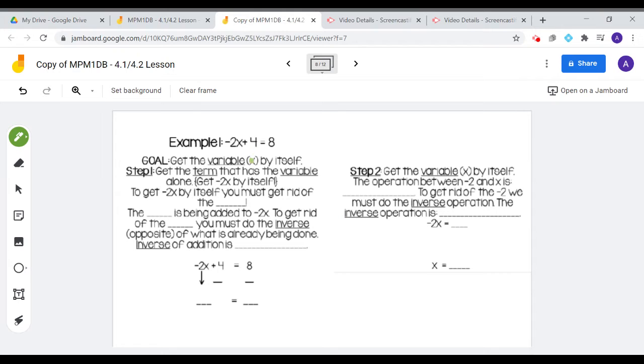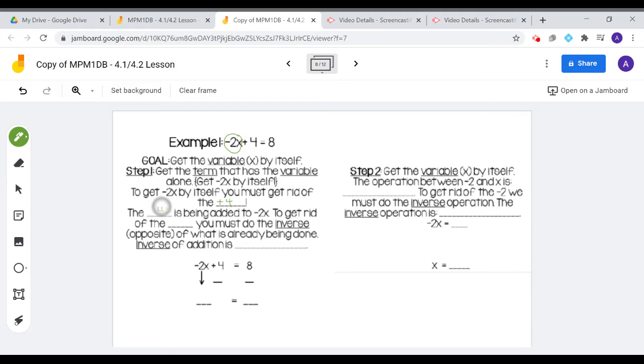So here's an example, and this is on the handout that I provided for you in our weekly planner. We have two numbers on the same side as x. So if I want to get x by itself, I need to undo two things. Step one is I need to get the term that has the variable alone. Or in other words, I need to get the negative 2x by itself. So to get negative 2x by itself, I need to get rid of this plus 4.